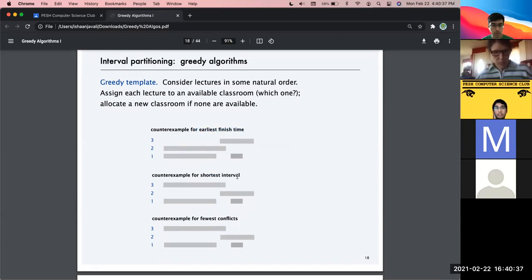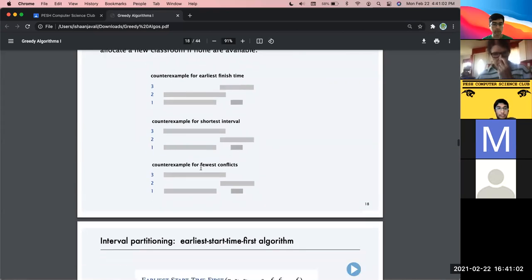Here's an example where shortest interval does not work. You would add this interval to room one. This interval overlaps with this interval, so it gets its own room. This one is the next shortest interval, and it's compatible in room one because it does not overlap with this small one over here. But then this one, which is the largest, overlaps with room two and room one, so it has to get its own room. And similarly, fewest conflicts also leads to an unoptimal assortment of the intervals.